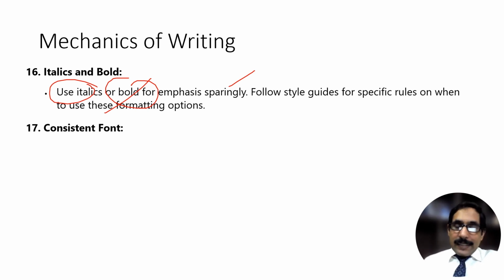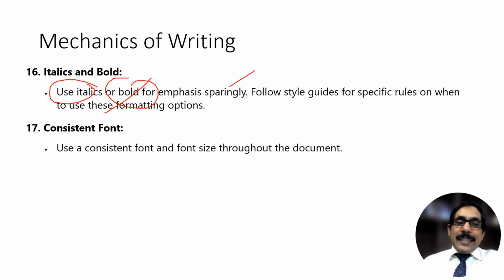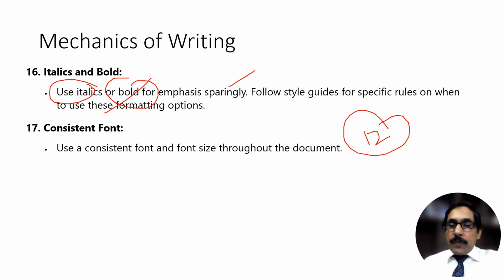Next one is consistent font. Use consistent font and font size throughout the document. Generally, font size 12 is used. So if it is 12, it must be 12 throughout the document. It should not be the case that in the first paragraph the font is 12, in the second it is 11, and on the next page it is 14. So the font should be of the same size.